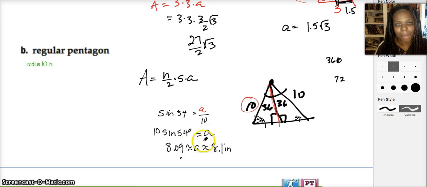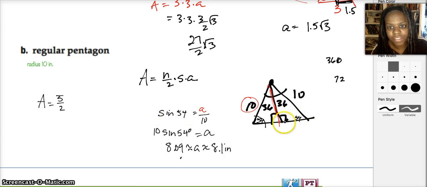Now that I've found my apothem, the next thing I'm going to do is look for the area. The area has to be the number of sides, which is 5, over 2, times the side length. And this side length, remember, we never found. That's okay. The side length we're going to find by using maybe the Pythagorean theorem. I guess I could use cosine, but I'm going to do the Pythagorean theorem because I'm living that kind of life right now.